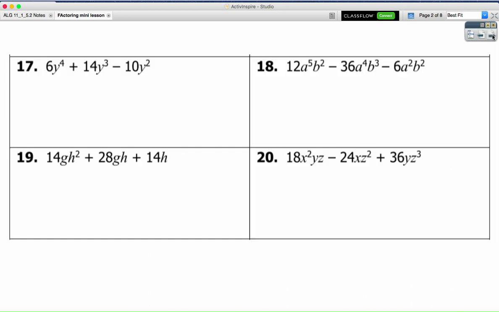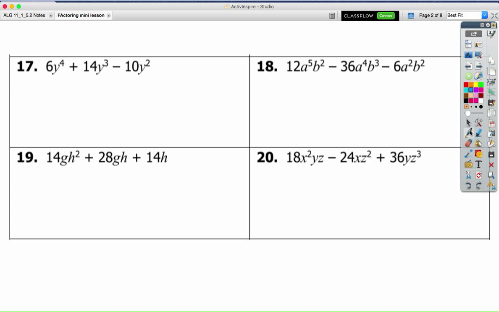So our first example that we're going to factor by GCF is number 17. If we look at the numbers first, we have 6, 14, and 10. So we will be looking for the largest number that goes evenly into all three of those, and it looks like that number is 2. And then we will look at the variables. We have a y with all three terms. We have to take out the lowest exponent, so y squared, that is the amount of y's that at least all three of them have. So we can take out a y squared.